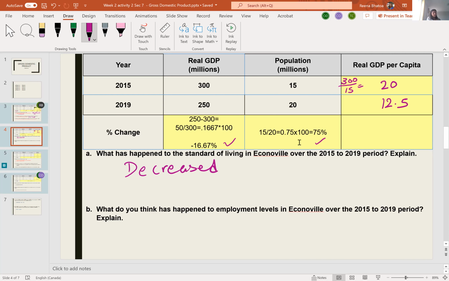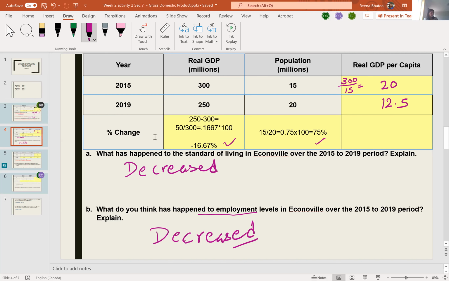Right? What do you think happened to employment? So when I was reading the answers, somebody said that because population increased, employment increased. No, population increased means job seekers increased, right? But no increase in production, no increase in real GDP. That means unemployment will increase. So employment has decreased because of decrease in production, because of decrease in real GDP. So employment will not increase, rather unemployment will increase.